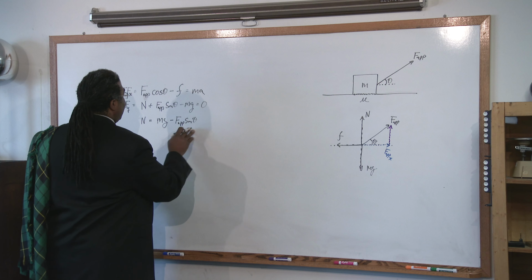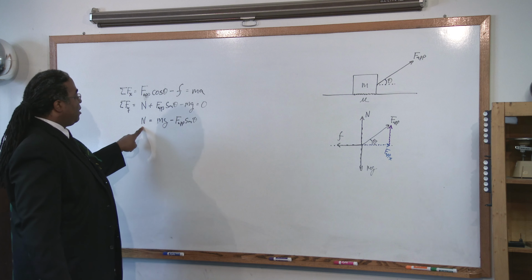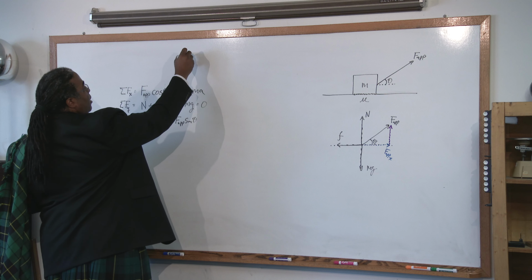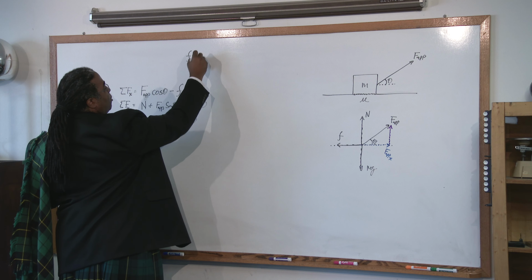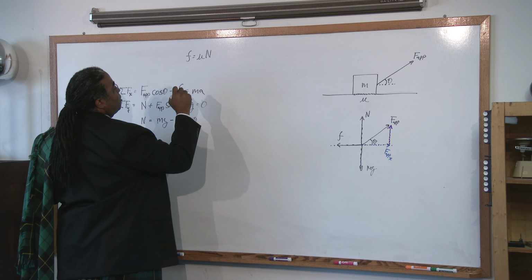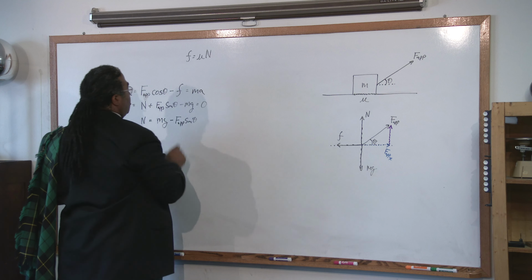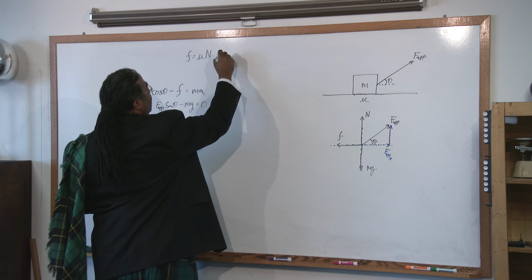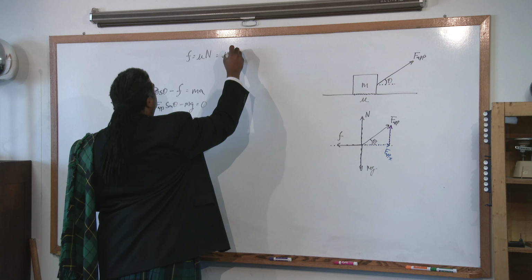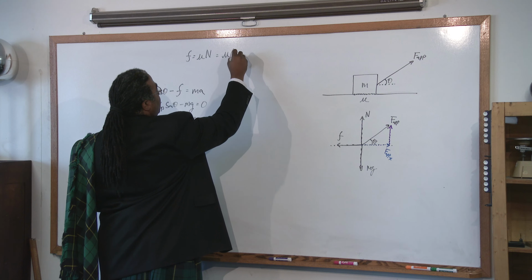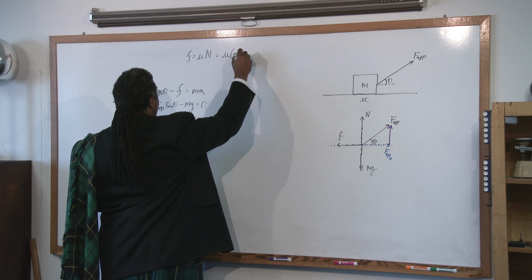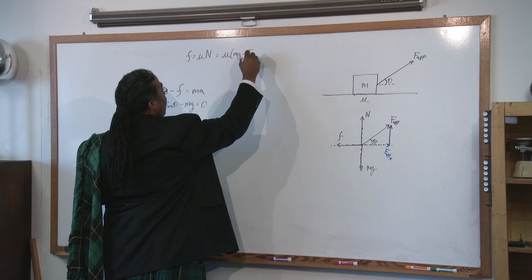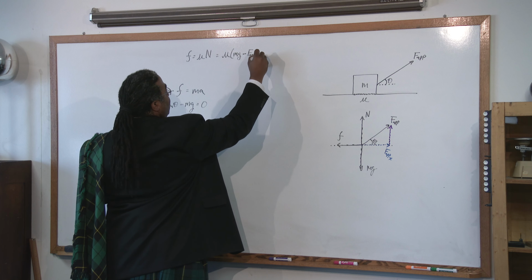So now that you know that, why do we need this normal force? Because if you look at how you define the frictional force, the force of friction is equal to the coefficient of friction times the normal force. So if we substitute this in for the normal force, this would be the coefficient of friction times mg minus force applied sine theta.